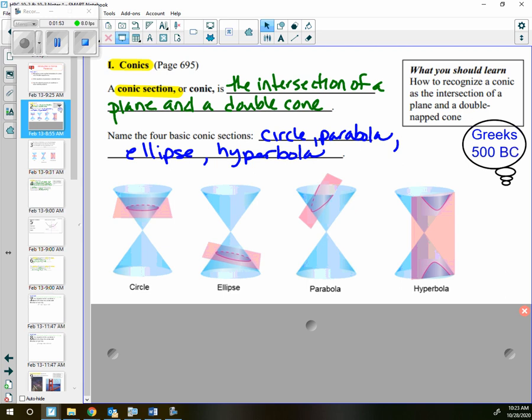A parabola is if we are going in that direction, so something that's closer to parallel with the height of the cone. And then a hyperbola is actually parallel to the height of the cone. It intersects both the top and the bottom part of the cone, so that's where we get those two sort of parabolic shapes. So just slicing a cone in different ways gives us what we call conic sections, sections of a cone. That's where that name comes from.